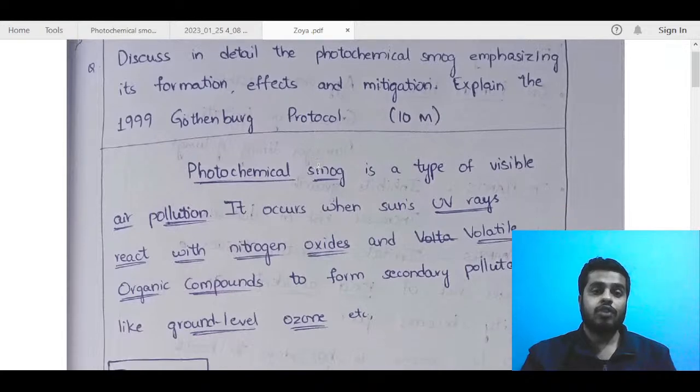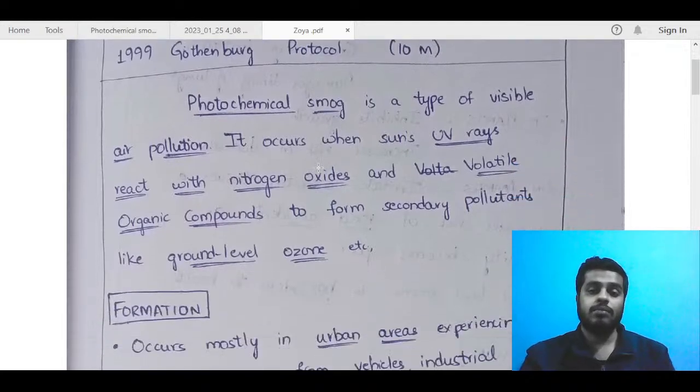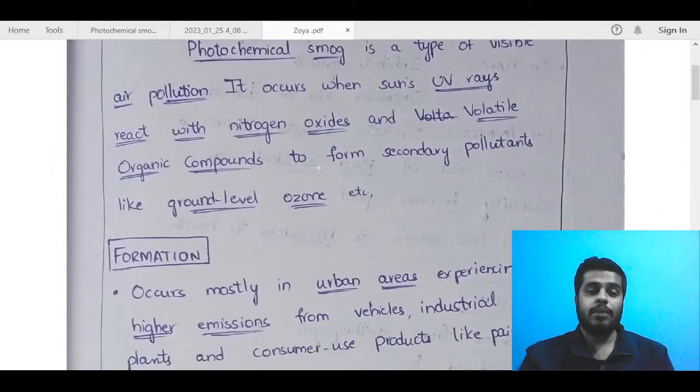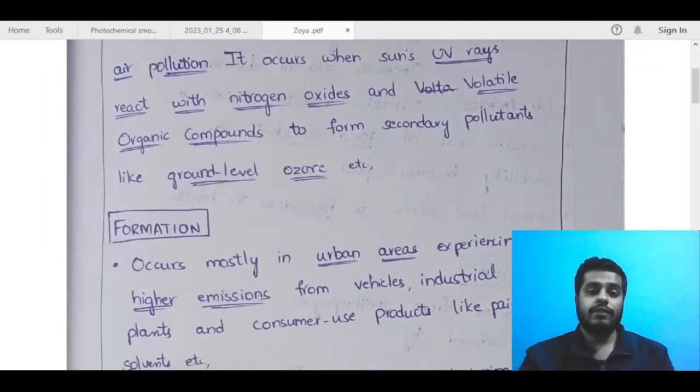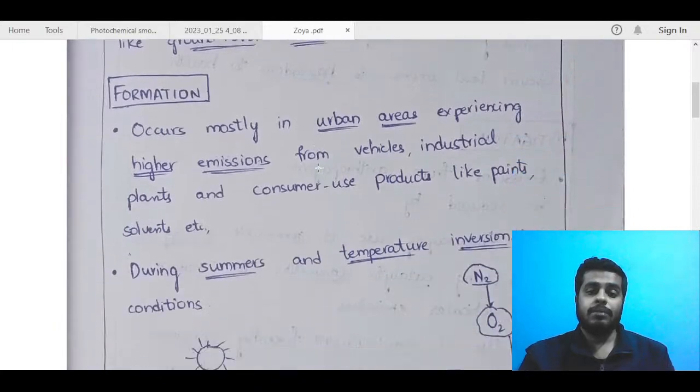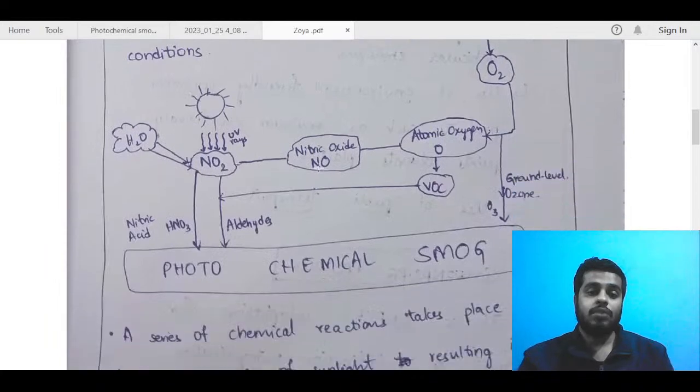Next, we move to Joya's copy. Discuss in detail the photochemical smog. It is a type of visible air pollution. It occurs when the sun's UV rays react with nitrogen oxides and volatile organic compounds to form secondary pollutants like ground level ozone. Okay, fine. Formation occurs mostly in urban areas experiencing high traffic in summers and high temperatures. Okay. Photochemical smog, nitric acid, aldehyde.